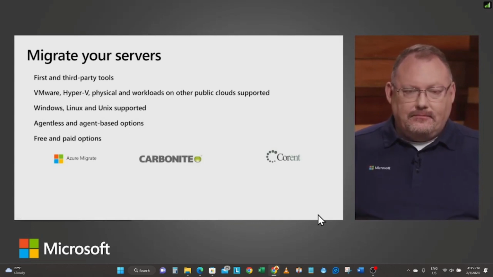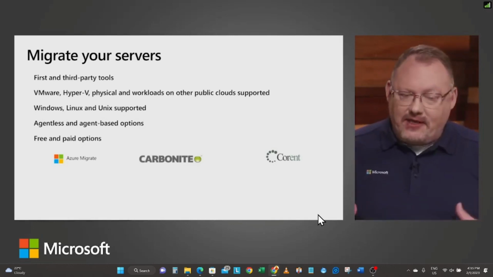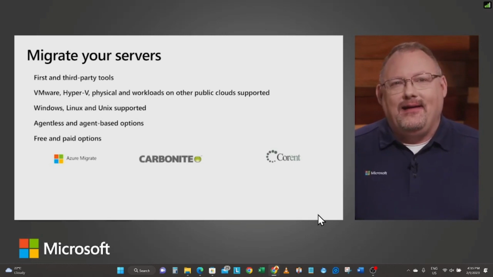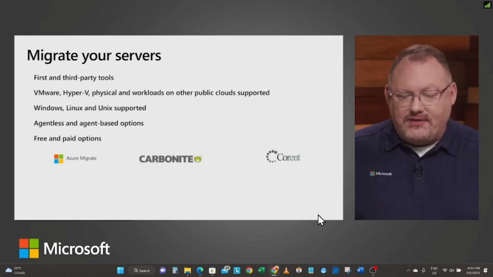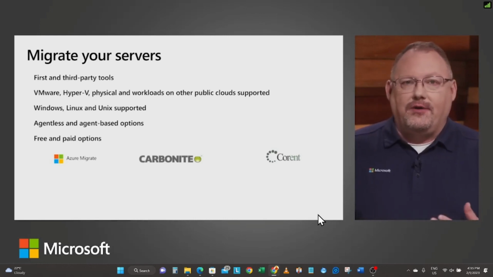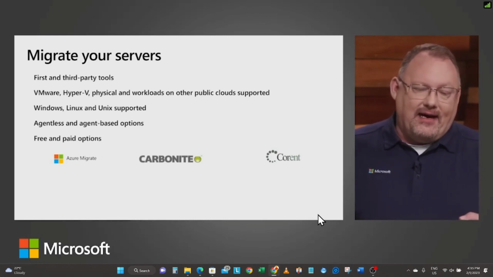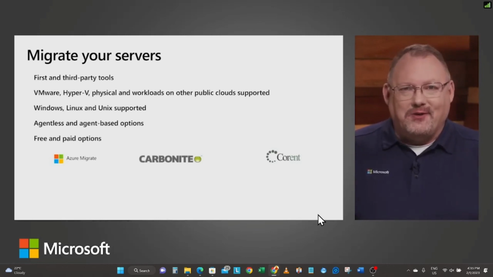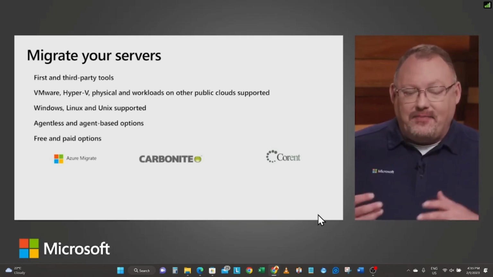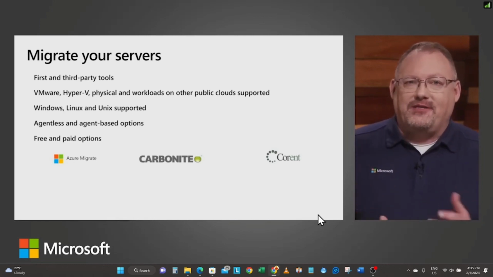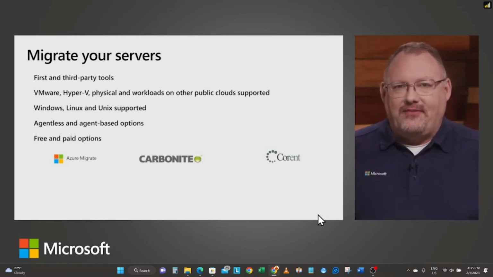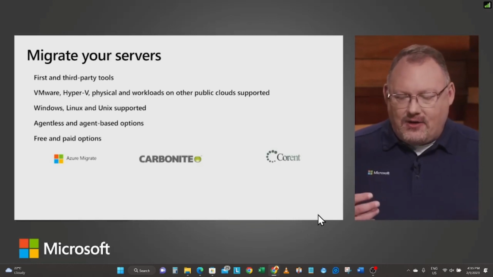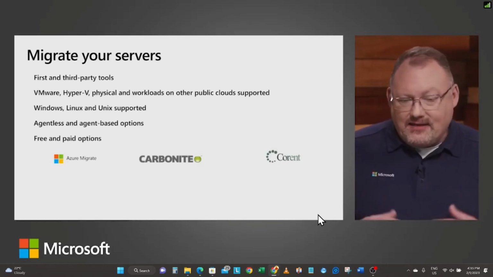Now, we've assessed the servers. We looked at them, we said, you know what? Now it's time to move. We're happy. Let's migrate those servers. We have a lot of third-party tools that do this. The same scenarios, right? We support Windows, Linux, even Unix, Hyper-V, VMware, physical servers, other public clouds. They're all supported. We have agentless and agent-based options, especially with VMware. You have a couple options there. We have free and paid options. You can now migrate the servers. You have Azure Migrate, you have Carbonite, you have Carbon, I should say, to migrate your servers.